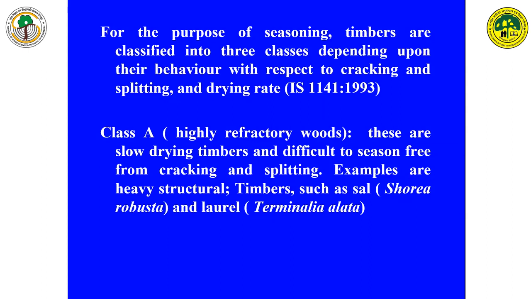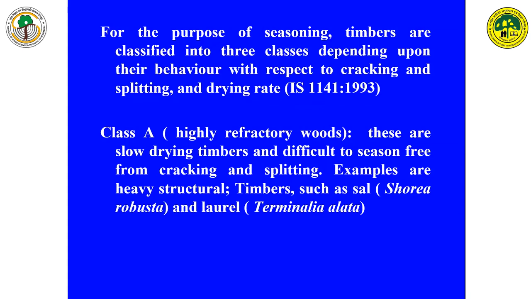Somehow these capillaries are not interconnected, or there is a lot of tylose formation, just like in Toona ciliata, or there is a lot of gum formation. So these capillaries are constricted, and smooth movement of water through them is not possible in that case. So permeability becomes very poor. We say that permeability is very poor, so class A woods are highly refractory to seasoning.